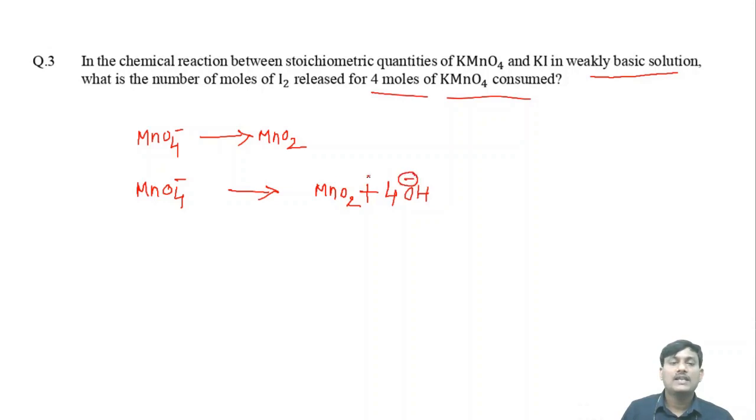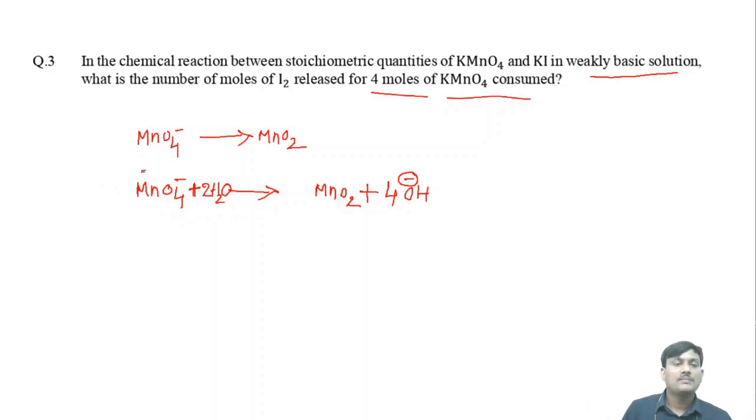Then on the left side you have to add half of the OH minus ions, so it will be 2H2O. Here everything is balanced. Oxygens, hydrogens and manganese are all balanced. But how many electrons are involved in this case?